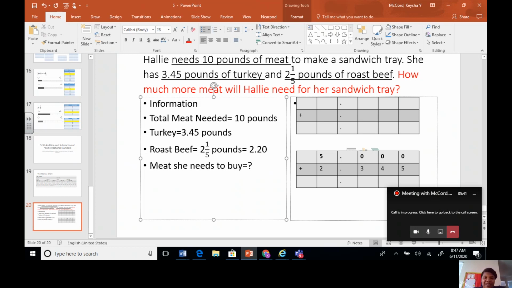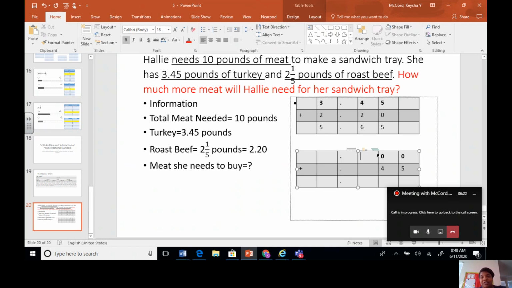Now, remember, I need to know how much meat she needs to buy. Well, I know how much turkey and roast beef she has. So let's figure out how much meat she has right now. I'm going to add 3 and 45 hundredths and 2 and 20 hundredths. Let's get to adding. 5 plus 0 is 5. 4 plus 2 will be 6. There's my decimal because I lined up all my numbers. And then 3 plus 2 will be 5. So right now, I know she has 5 and 65 hundredths pounds of meat.